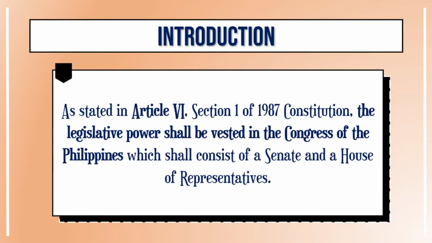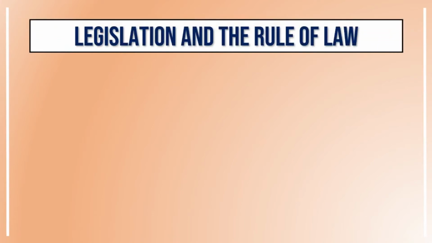As stated in Article 6, Section 1 of the 1987 Constitution, the legislative power shall be vested in the Congress of the Philippines, which shall consist of a Senate and a House of Representatives. In deeper meaning, let's discuss legislation and the rule of law.